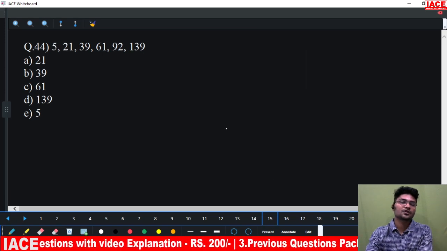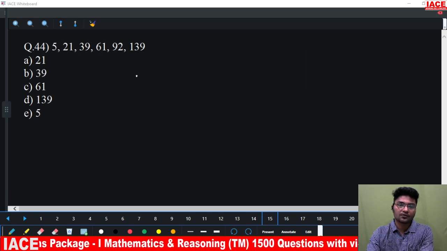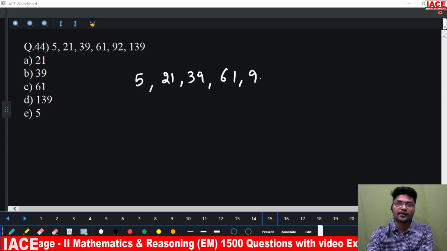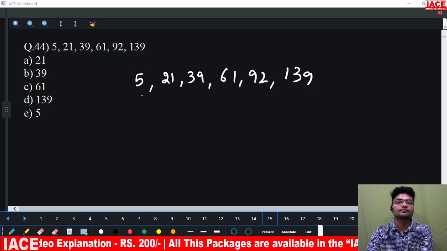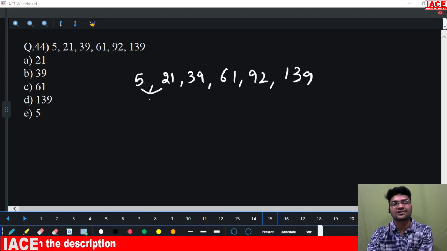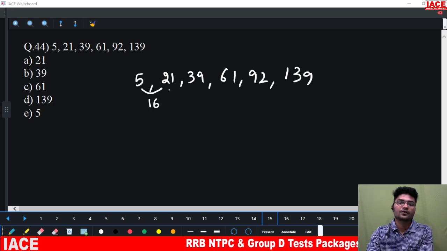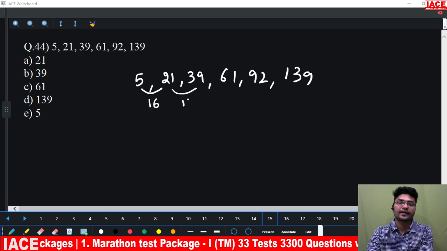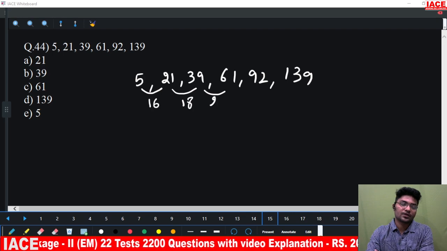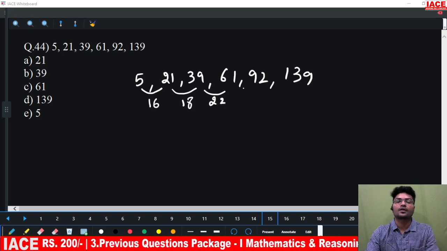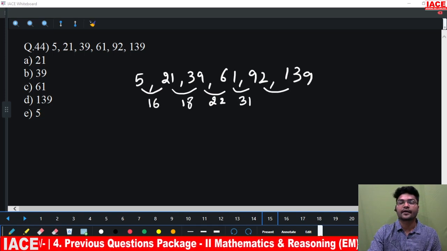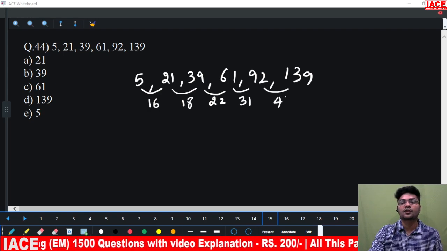Next, moving to question number 44. Again, let me write down the numbers: 5, 21, 39, 61, 92 and 139. If I write down the differences, 5 to 21 difference is 16, 21 to 39 difference is 18, 39 to 61 difference is 22, 61 to 92 difference is 31 and 92 to 139 difference is 47.